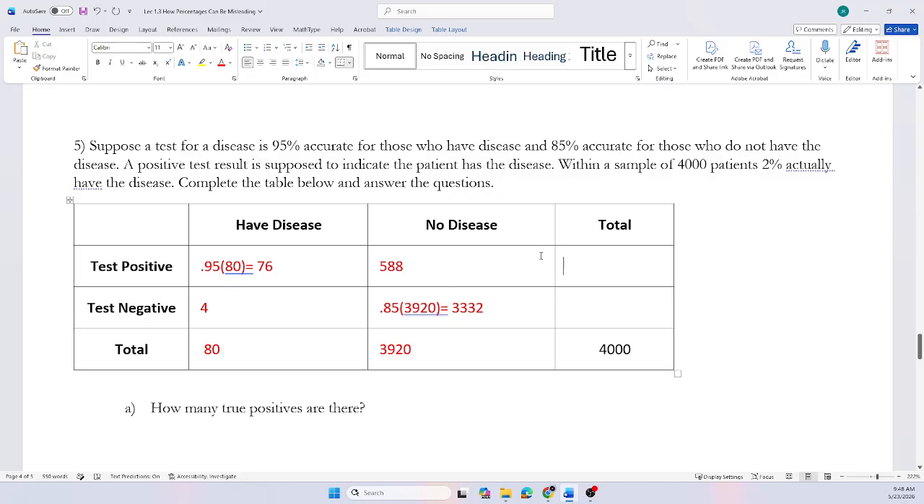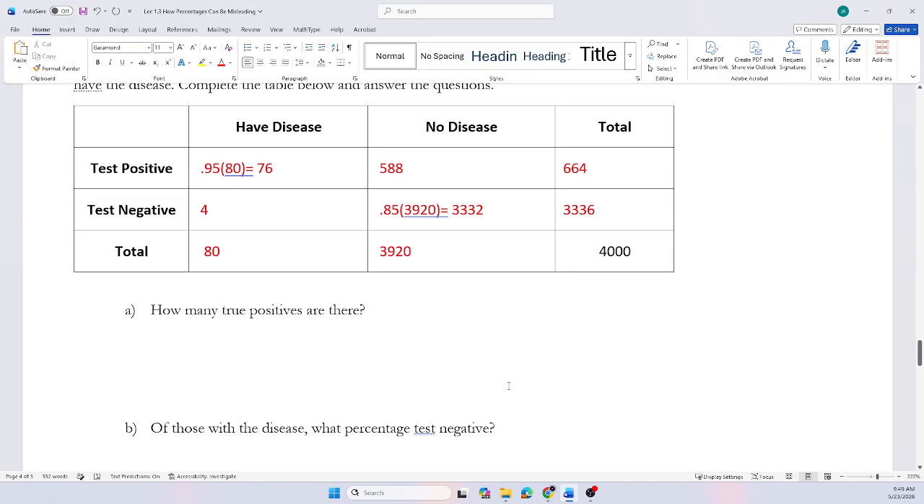And then we can go ahead and figure out the totals. So just do some addition. So there's 76 people with the disease that tested positive, 588 people with no disease that tested positive. So if we add those two together, we can figure out that there were a total of 664 people that tested positive. And then we can do the same total down here. That'll be 3,336 people that tested negative. Again, just adding up across the row. So there we have it. Our table is complete. So we can go ahead and answer the questions now.